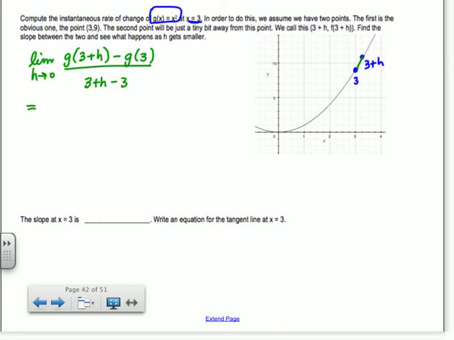It's not bad. Limit as h goes to 0. 3 plus h is going to be replaced. Just like if I asked g of 5, what would you do if I asked you to find g of 5? What would your answer be? You would plug it in and get 25, right? So if I ask you g of 3 plus h, in place of the x, you replace it with 3 plus h. So you have 3 plus h squared minus 3 squared all over 3 plus h minus 3, which is just h.